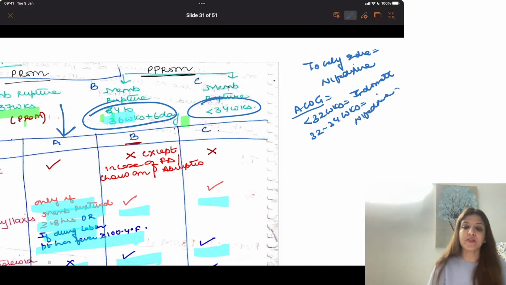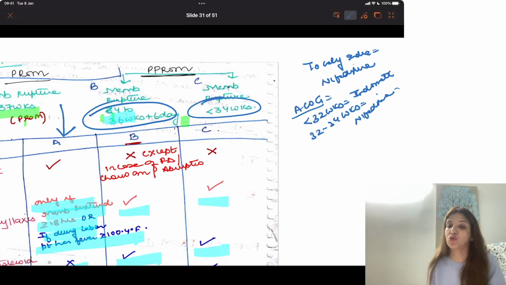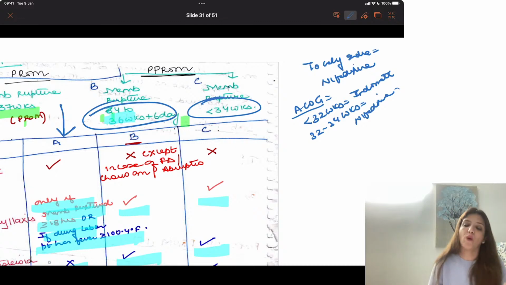Right? Why is indomethacin never given beyond 32 weeks? Because it can lead to premature closure of the ductus arteriosus. And indomethacin is never given for more than 48 hours. Why? Because it can lead to oligohydramnios. Overall, the general rule is you should never give tocolytics beyond 48 hours.